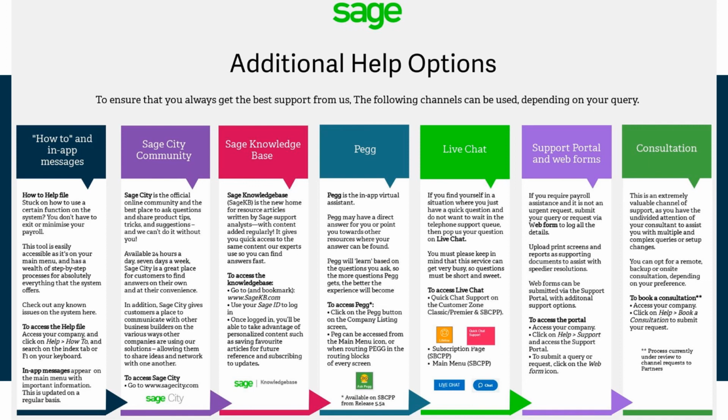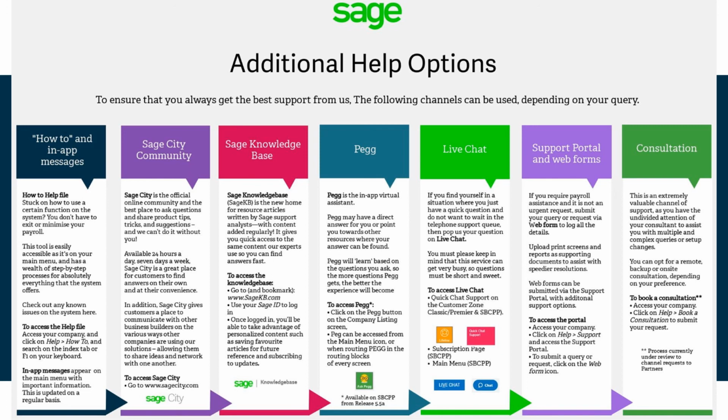PEG is our digital online support assistant. Type in a question to ask PEG and PEG will provide a solution. PEG will learn based on the questions you ask, so the more questions PEG gets, the better experience it will be. Live chats. If you find yourself in a situation where you just have a quick question and do not want to wait in the telephone support queue, please pop us a question on live chat. Please take note that this service can be very busy, so please keep your questions short and sweet.